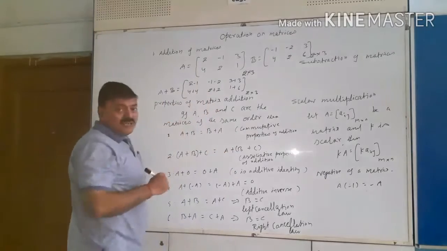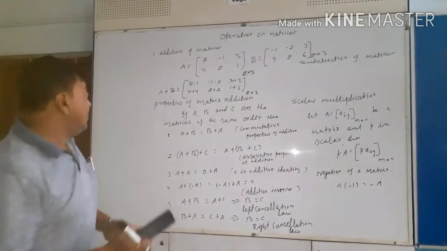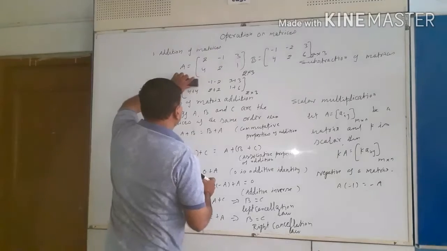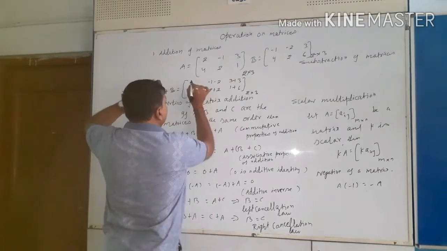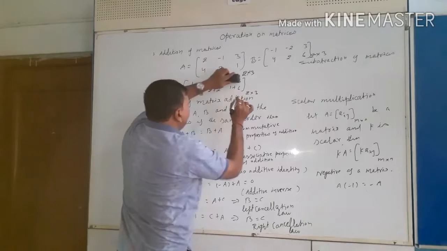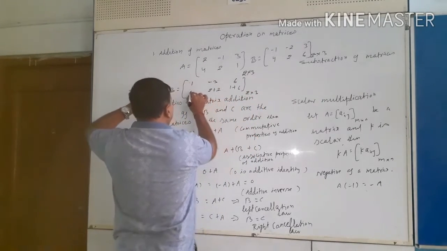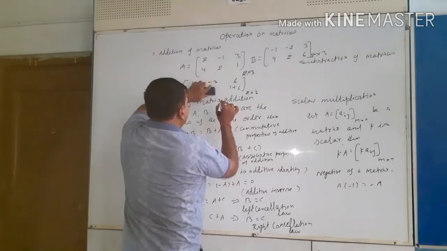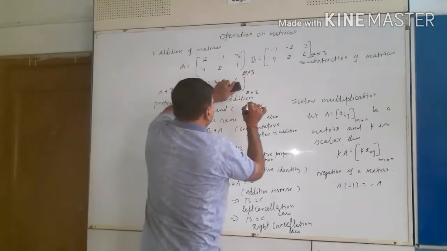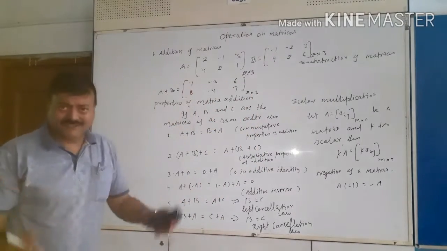Now it is very easy to calculate. Here 2 minus 1 is 1, minus 1 minus 2 is minus 3, 3 plus 3 is 6, 4 plus 4 is 8, 2 plus 2 is 4, 1 plus 6 is 7. So that is the addition. Very simple.